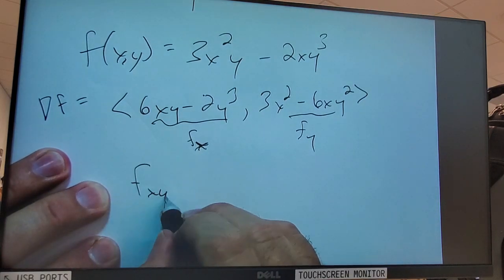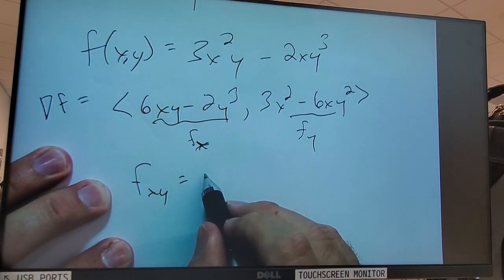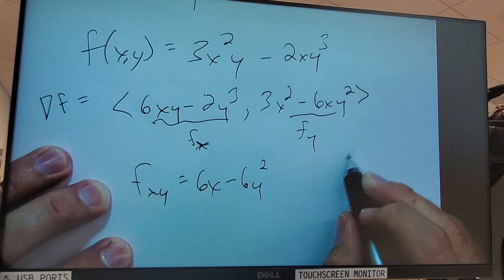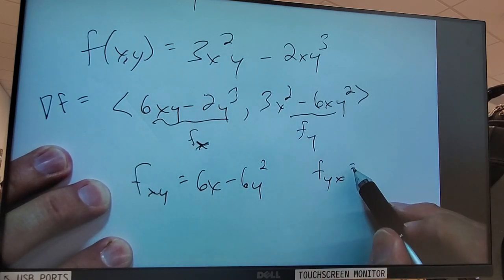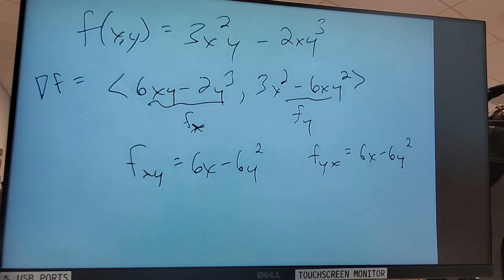But what is f_xy? 6x. All right, what's f_yx? 6x minus 6y squared. Cool.